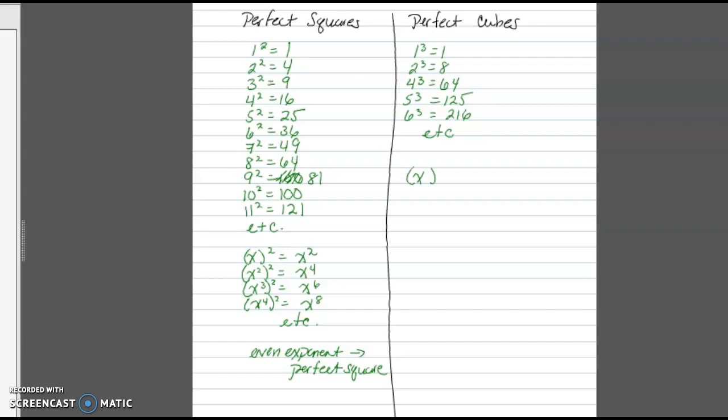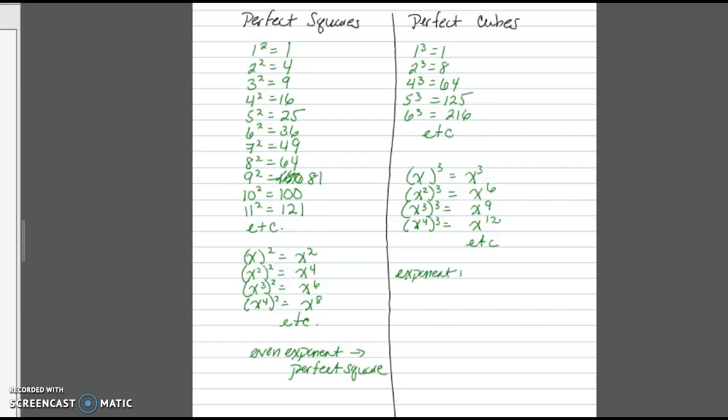But let's take a look again at variables. X to the first cubed would be x to the third. If we have x squared and then we cube that expression, we have x to the sixth. Again, multiply the exponents. X to the third cubed is x to the ninth. X to the fourth cubed is x to the 12th, and then that pattern would continue. So here the exponents on the variable are multiples of 3. The next one would be x to the 15th.